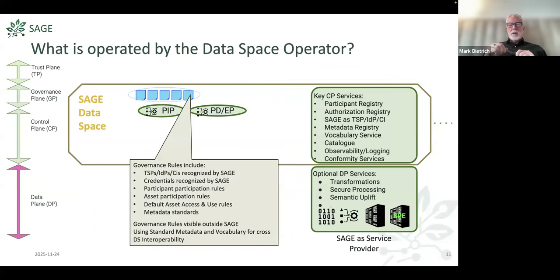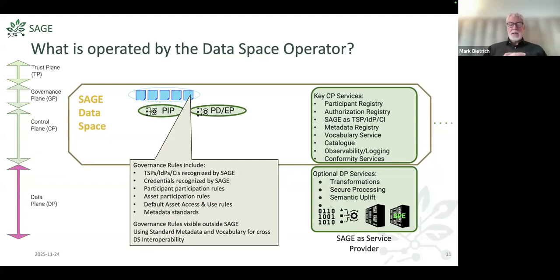So what is operated by the data space operator? Sage will create a data space operator and it will run the data space. It will manage the governance rules. It will manage certain pieces of the control structure. There will be key core control plane services that would be part of the data space: a participant registry, authorization registry, possibly some trust service providing, metadata vocabulary, catalogs. These are things that you've probably heard about.